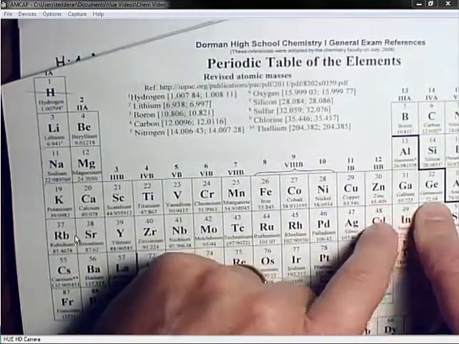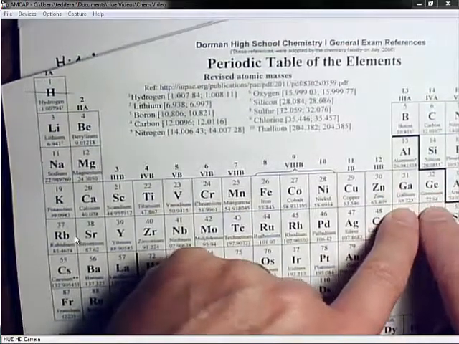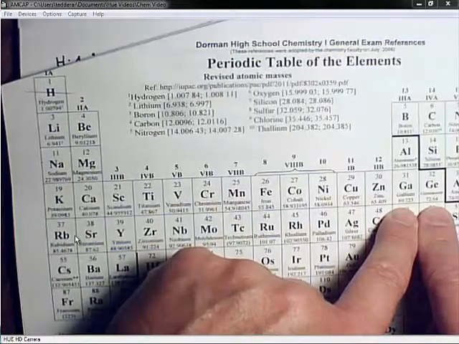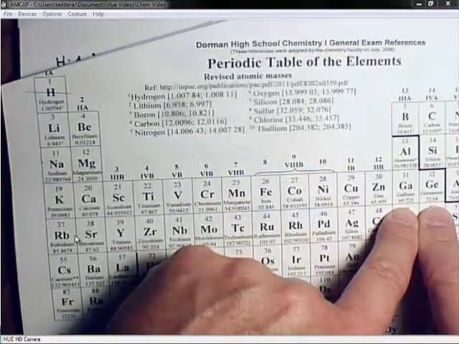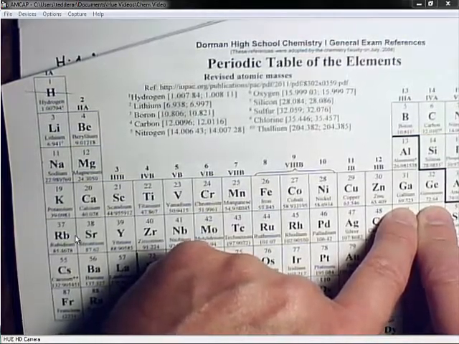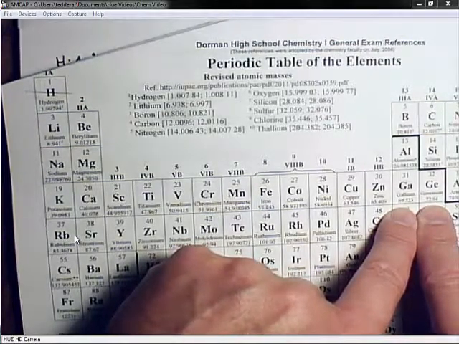And so these 2 electrons, represented by the position of gallium and germanium, are in the P sublevel, but what primary level are they in? 4. In the P sublevel, in a P orbital, or in P orbitals, 2 of them, but they are in the 4th primary level.